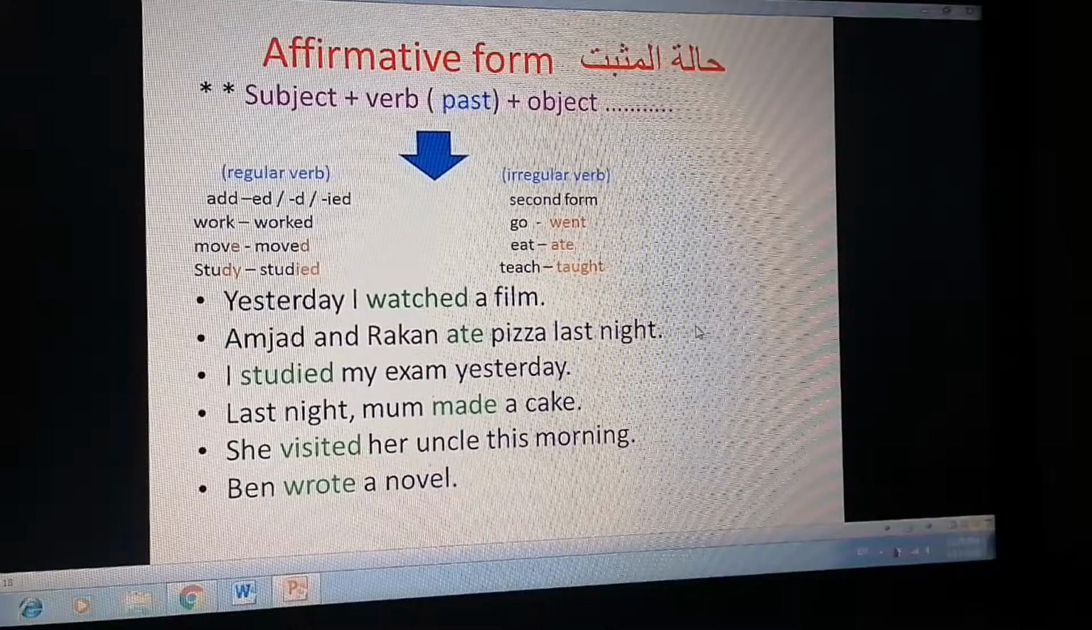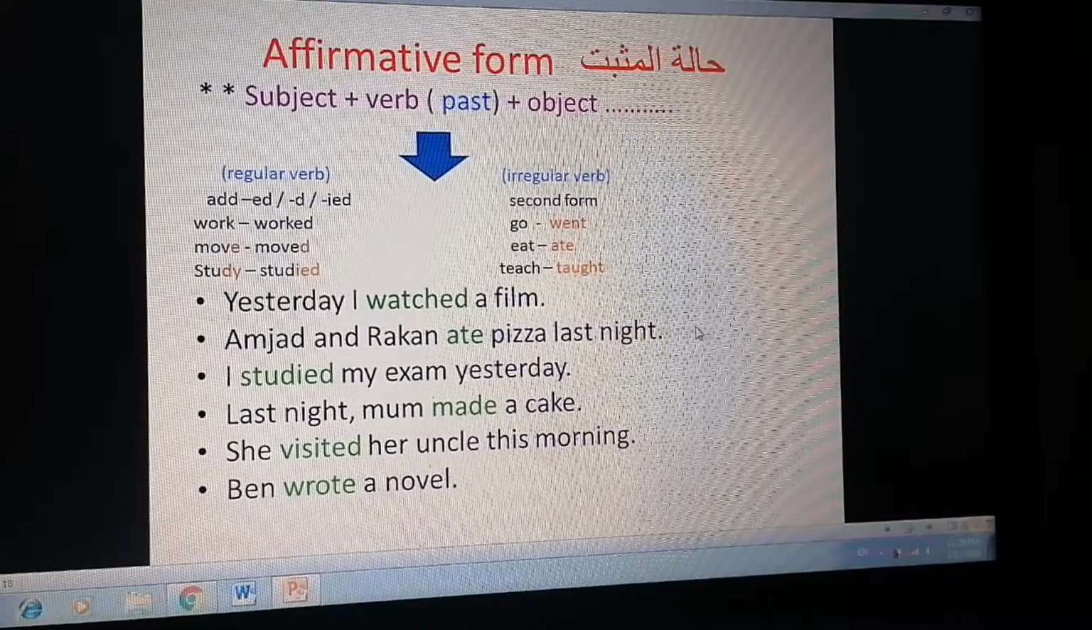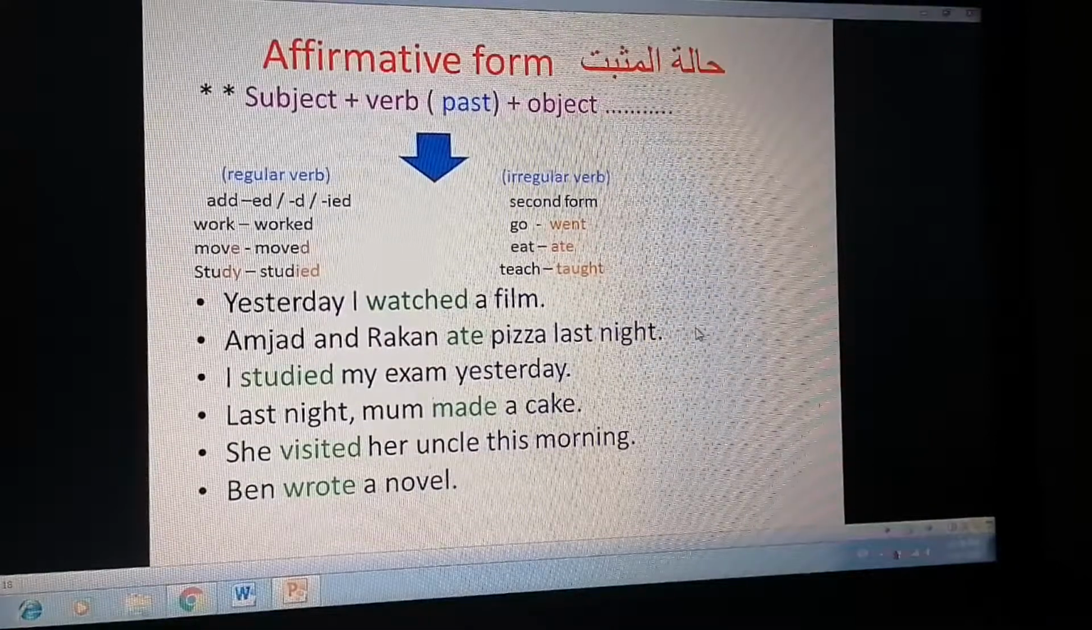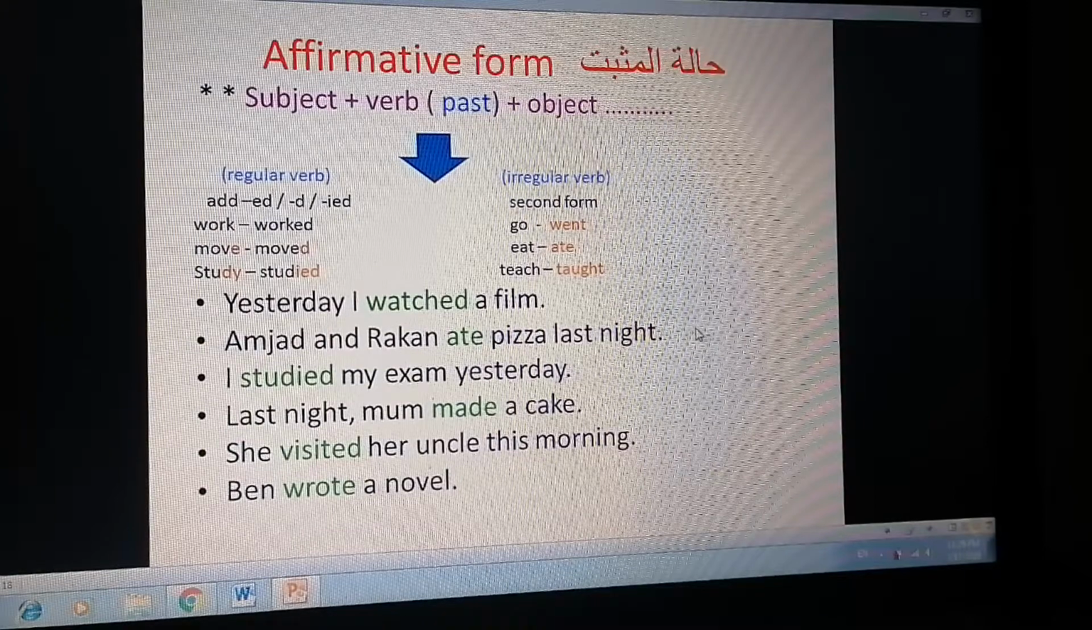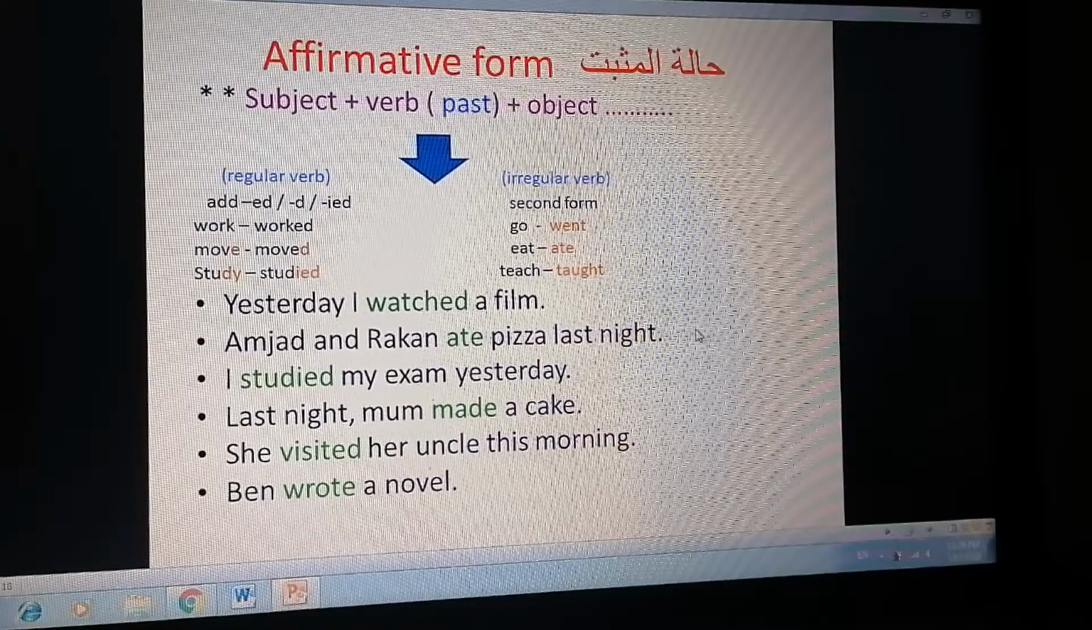Watched regular verb فعل منتظم تم إضافة ed. Number 2. ate فعل غير منتظم والتصريف الأول أو الفيرب present منه eat ate. Studied هو فعل منتظم regular verb تم إضافة ied. Number 4. Made irregular verb of make, made. Number 5. Visited, visit. Number 6. Write, wrote irregular verb.